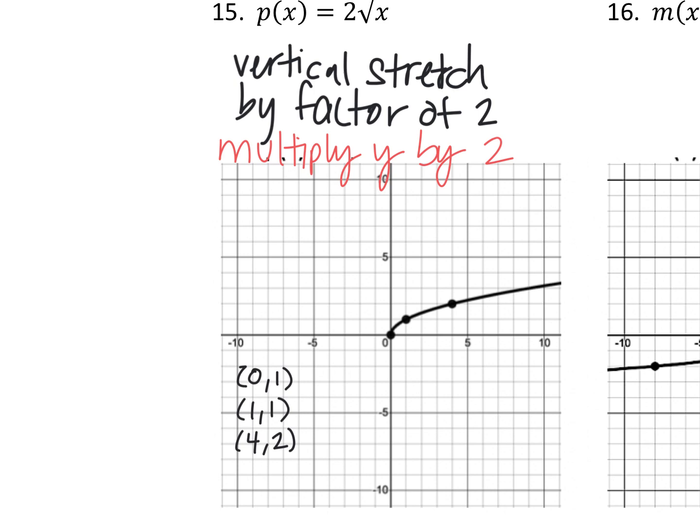Then I multiply y by 2 because it's an a value of 2 out in front. That's a vertical stretch. I did this earlier too. I don't know why I did 0, 1. It's 0, 0. Okay. When I multiply those, I get 0, 0 still.